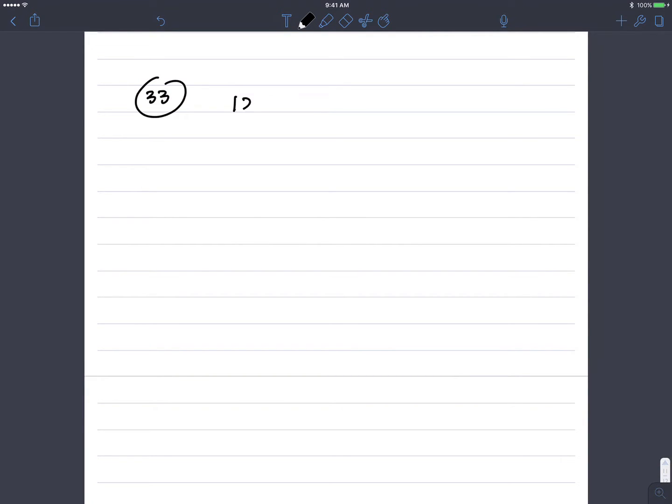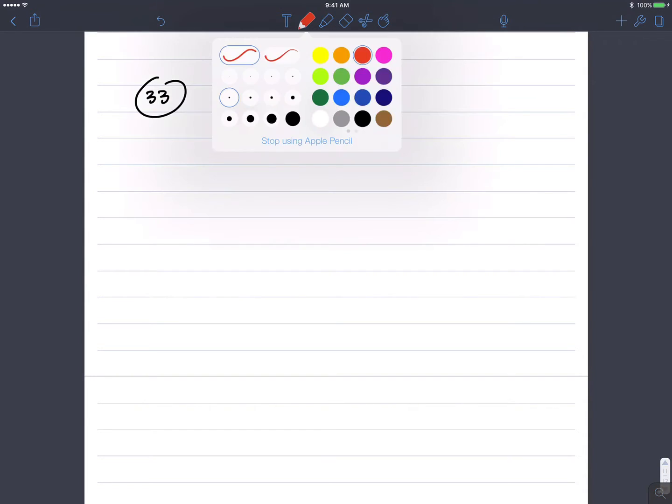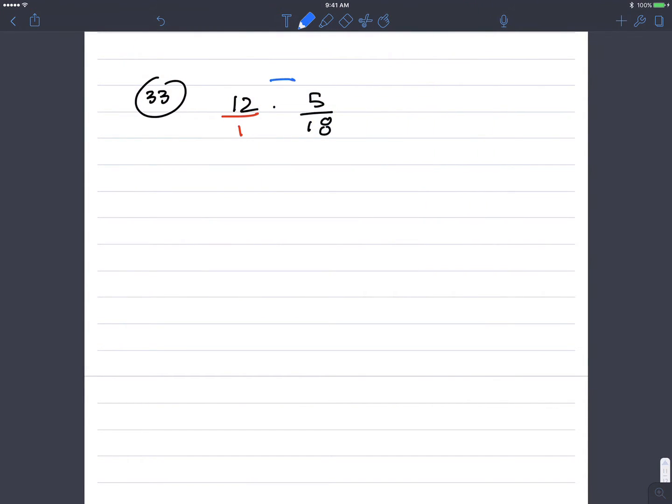We get the whole number 12 times 5 over 18. Now this 12 is a whole number. You can write 12 as a fraction by dividing by 1. Remember, we multiply fractions by multiplying horizontally across. Now 1 times 18 turns out to be just simply 18, so I could just list the 18 on the bottom in my denominator. And now I have to simplify this.